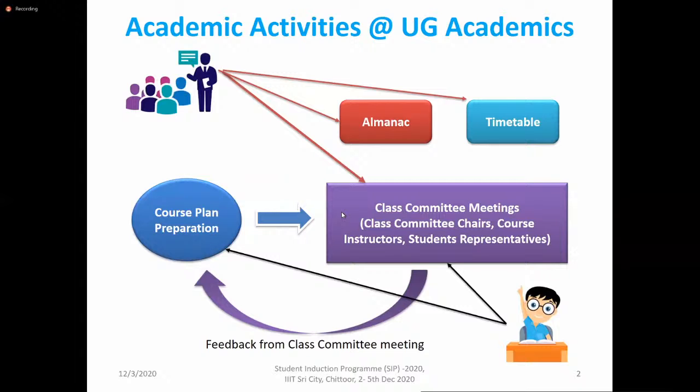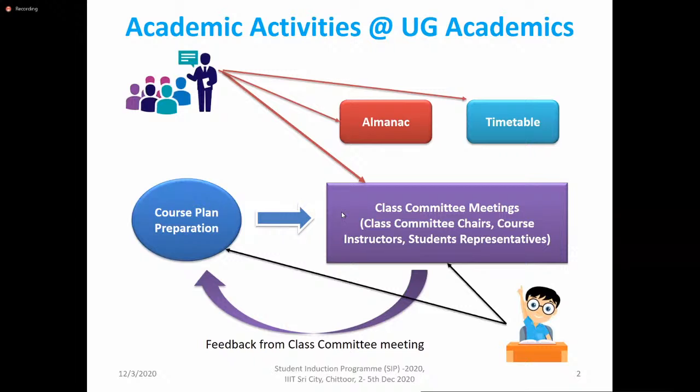you will soon receive these documents. What are those two documents that are very essential for you to look at? Okay, so the first document is the almanac. The almanac is nothing but your semester calendar, right? Where you will follow that calendar strictly.